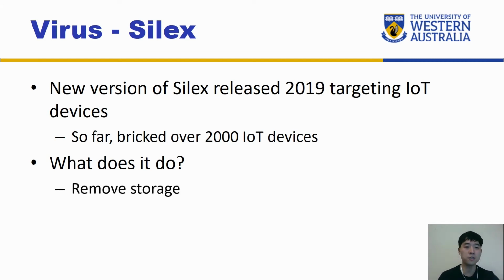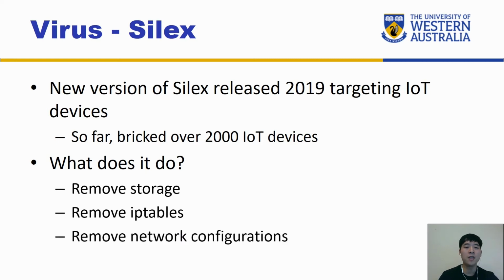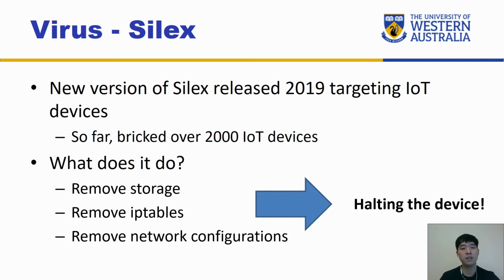An overview. Firstly, it removes the storage, so it doesn't have anything to work with. It removes the IP tables, so it means it can't connect to anything. That means you can't remotely connect to fix it. And it removes network configurations. So basically, it wipes the data and wipes out the way it can communicate, and hence it can't do anything. And as a result, it halts the device.